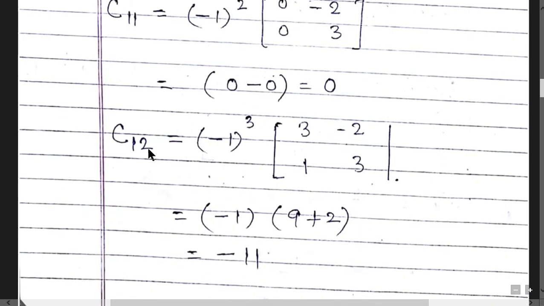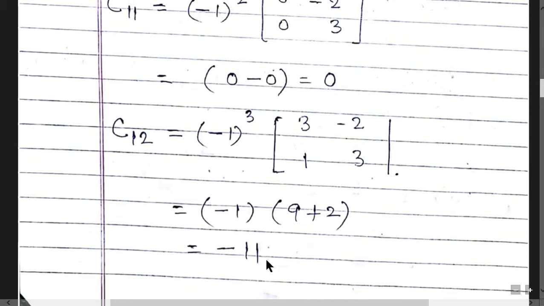Similarly for 1 2, by eliminating the first row and second column, you can find these values. It's 9 plus 2, 11. Minus 1 is outside. Why minus 1? Because minus 1 is to the power 1 plus 2, which is to the power 3. It means minus 11 is there.